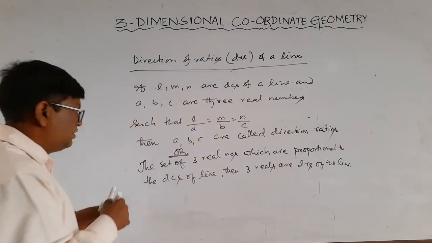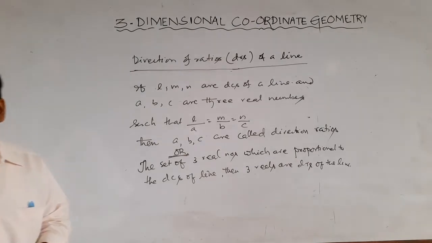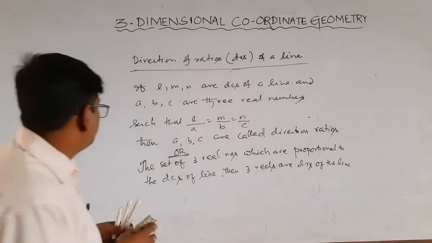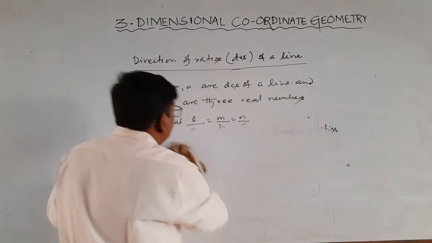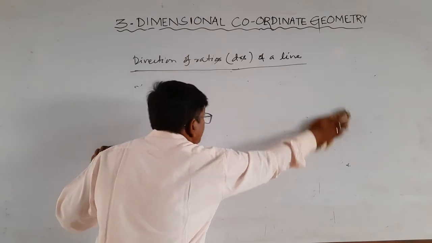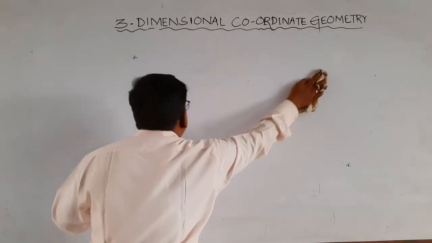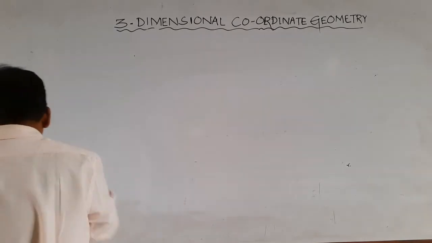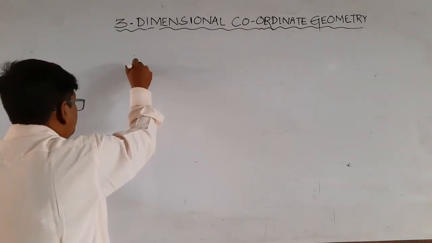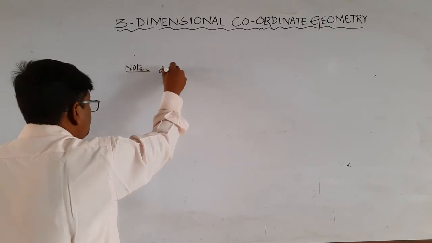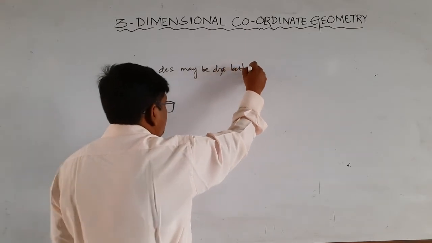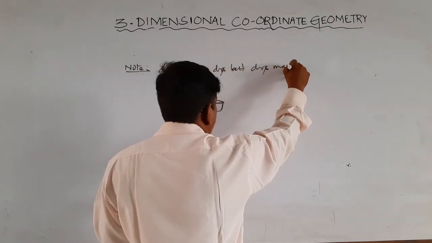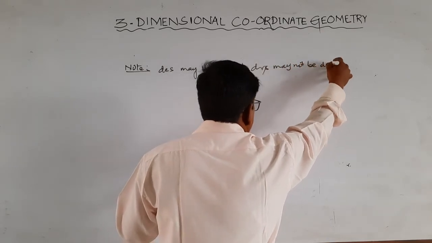Now what is the relation between DCs and DRs? DCs may be DRs, but DRs may not be DCs. Note: DCs may be DRs, but DRs may not be DCs. Okay.